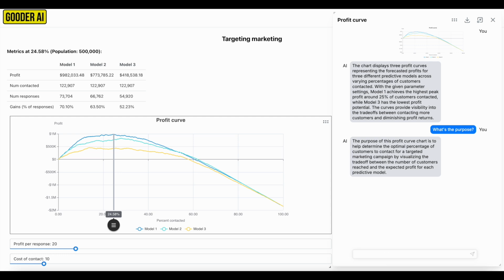Okay, and why is the curve shaped that way? Why does it go up then down instead of continuing up?